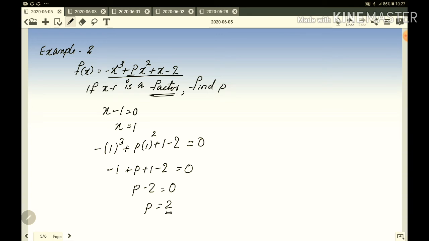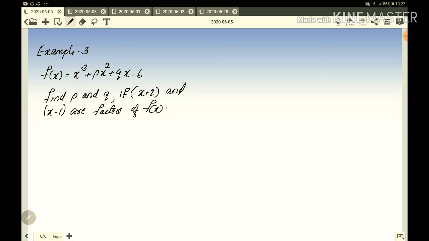Here I used the idea of the factor theorem. I know that with the factor theorem, when I substitute, the answer will be 0. Clear? Let's do one more example. Then after that we can wind up this video.